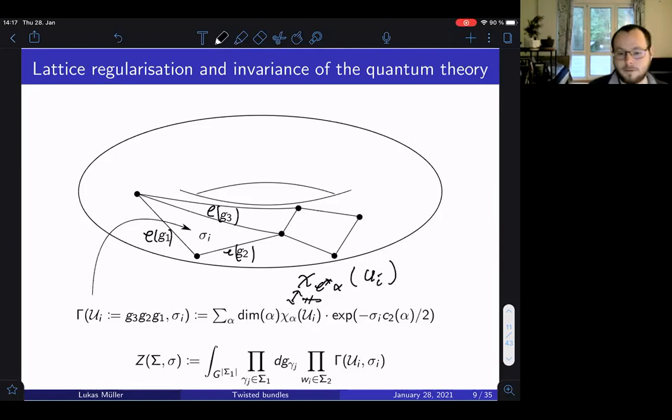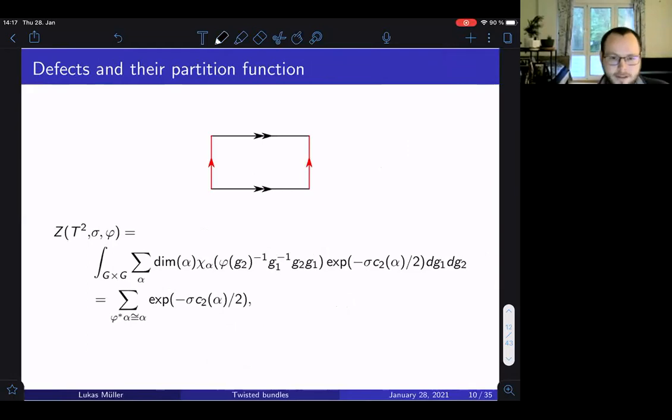And then the invariance just follows because the dimension and the Casimir operator and the pullback representation agree with the original one. So we have seen that the symmetry actually extends to the quantum world. And now let me also mention how to implement the defects.